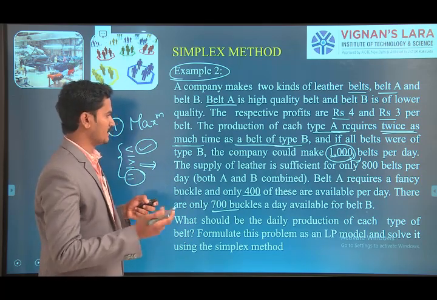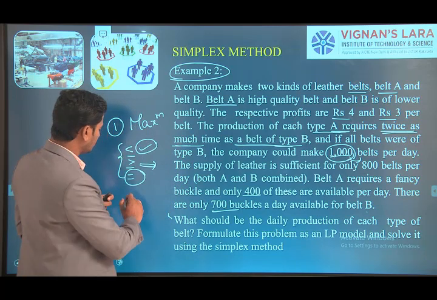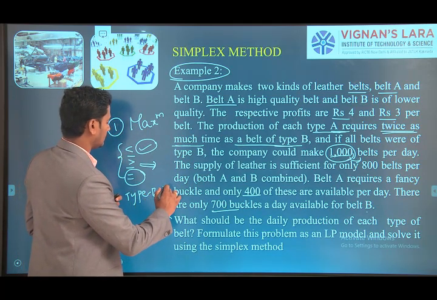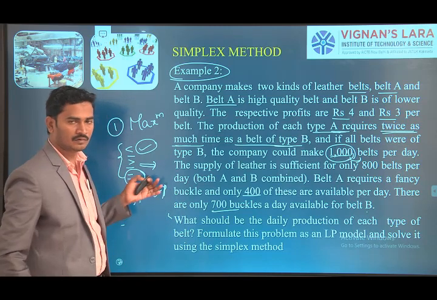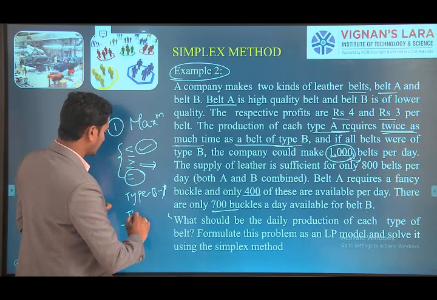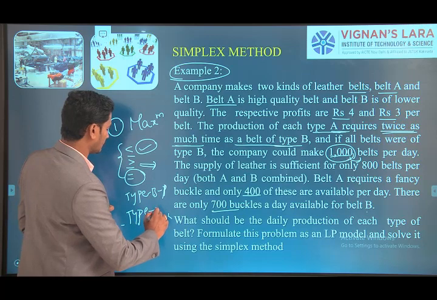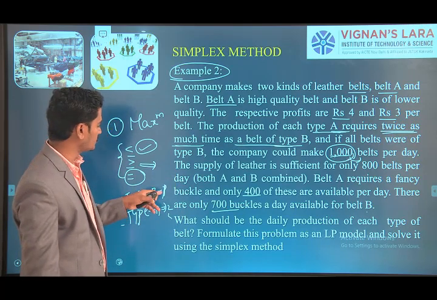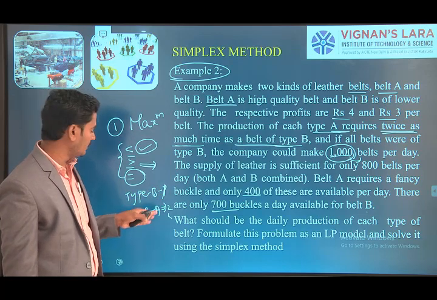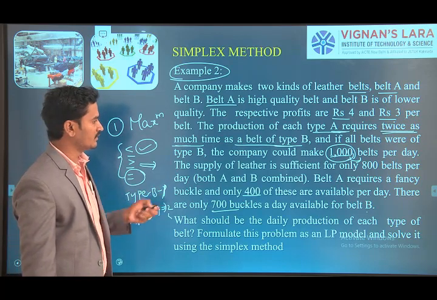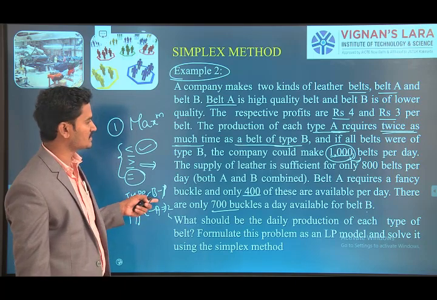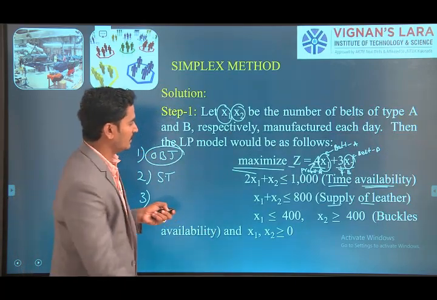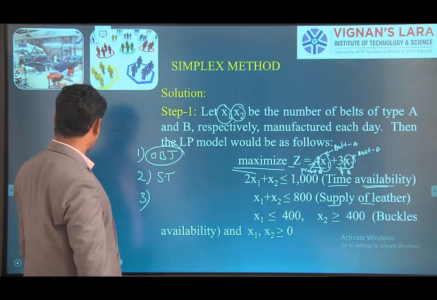Suppose, for example, we assume type B time is 1, then for type A production, twice, 2, is required. If we take 1 minute for type B, we take 2 minutes for type A. That is the first constraint. Here they are given that they could make 1000 belts per day. It means it is a less than or equal to type constraint.